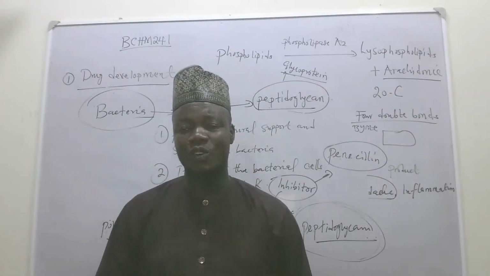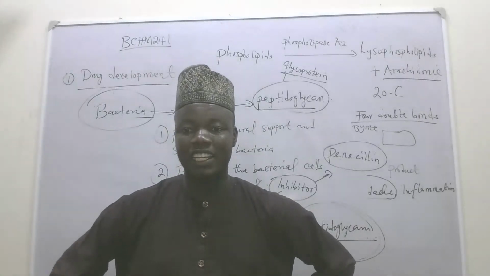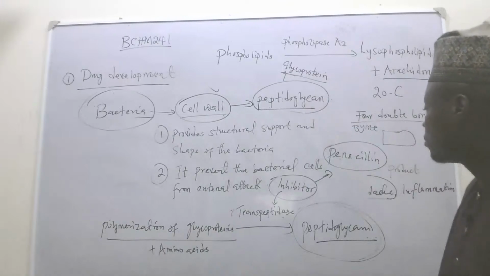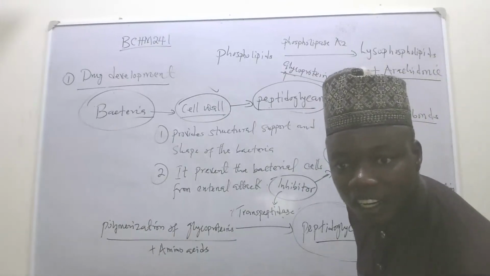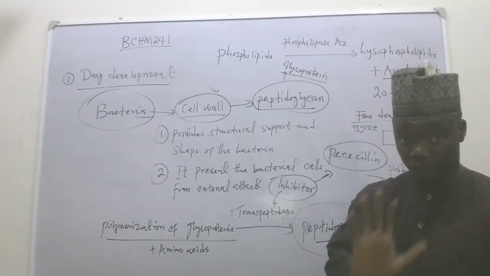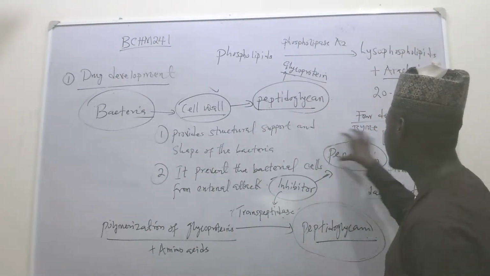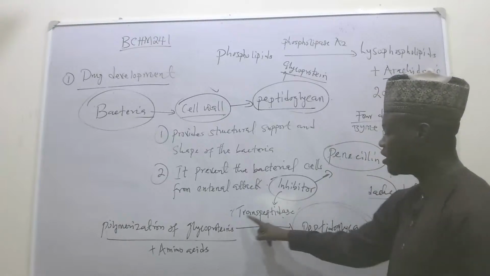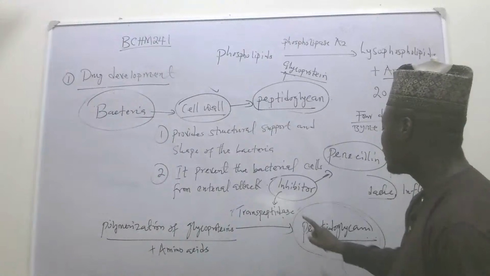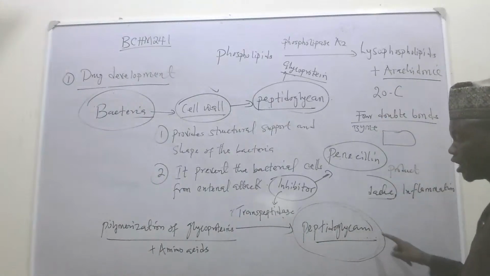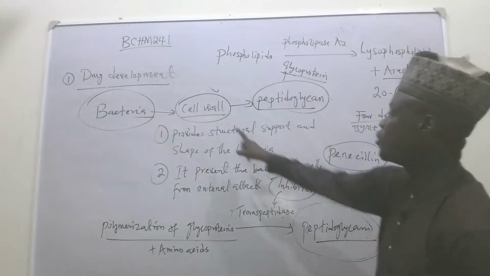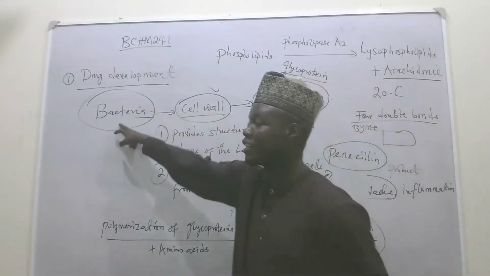Okay, someone is asking a question: what happens, sir, when there is a resistance to the antibiotics? I want to say something very important, ladies and gentlemen. I think you now understand: an inhibitor, especially penicillin, is a compound that inhibits transpeptidase activity. If transpeptidase activity is blocked, there will be no peptidoglycan formation, and if peptidoglycan cannot be formed, there will be no cell wall formation, and then the bacteria will die.